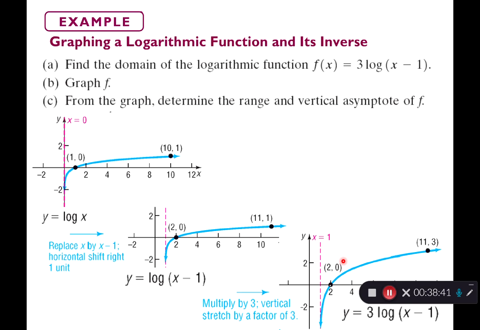I hope you got an introduction to logarithmic functions. We'll follow up in the coming days with some more properties of logarithms.